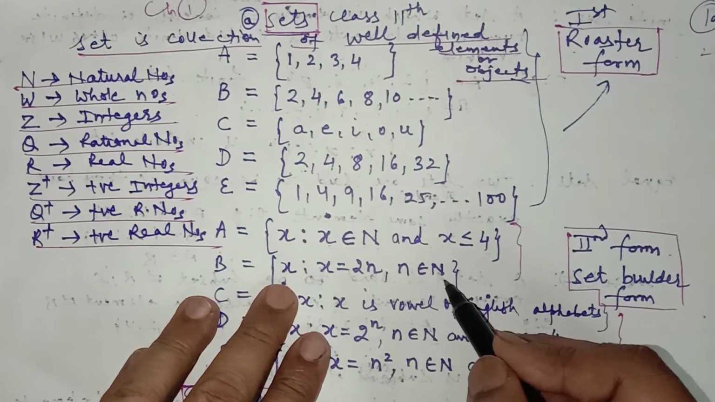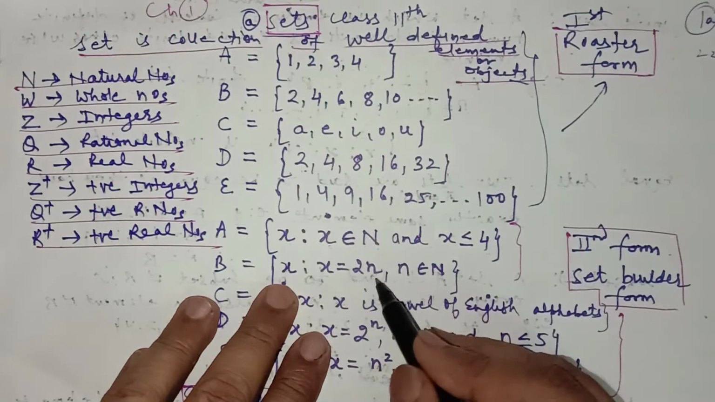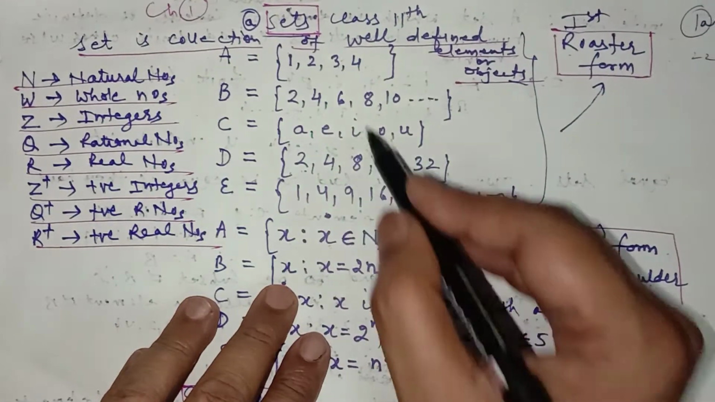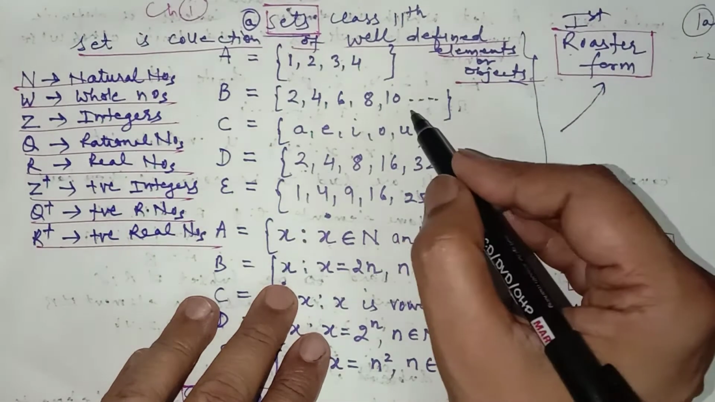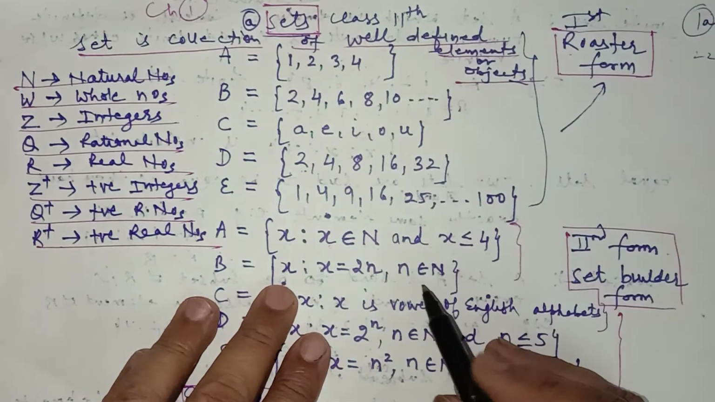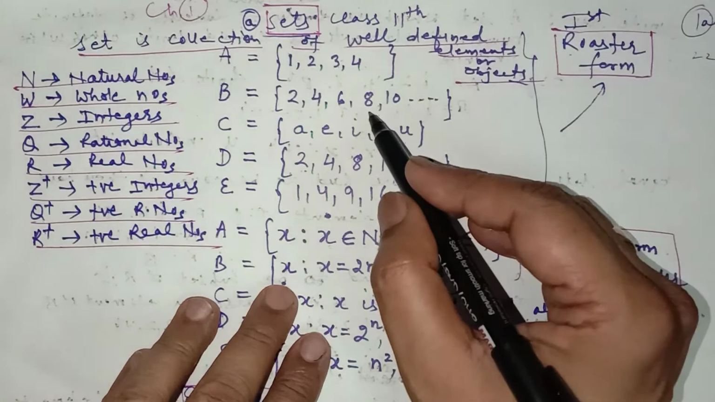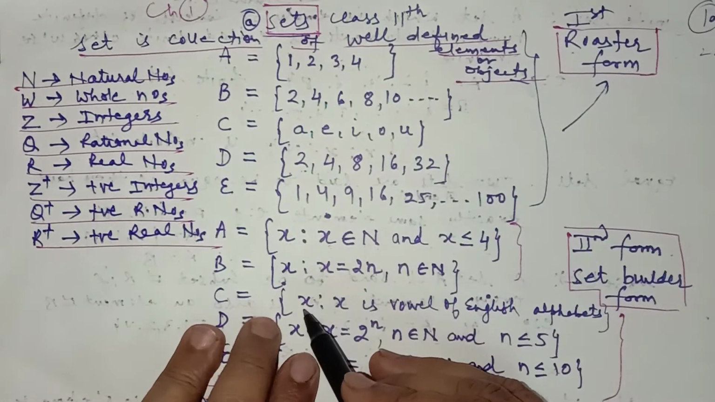n belongs to the natural numbers. 2 into 1 is 2, 2 into 2 is 4, 2 into 3 is 6, 2 into 4 is 8, and so on. And there is no restriction, since there are infinite elements in this set. So this is the set builder form of this set B. Let us take another, C.